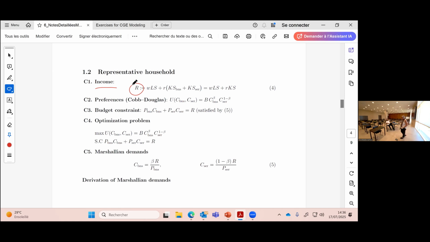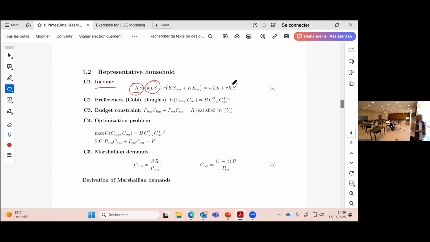I omitted to mention also that in this model, it's important, all the production is consumed by the household. That means that we don't have saving in this model. It's why we can write this equation. The income of the household is equal to the salary, the wage, the value of his labor, W multiplied by his labor supply, plus the return of the capital in both sectors.